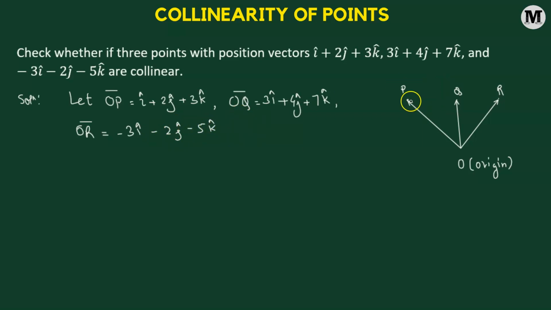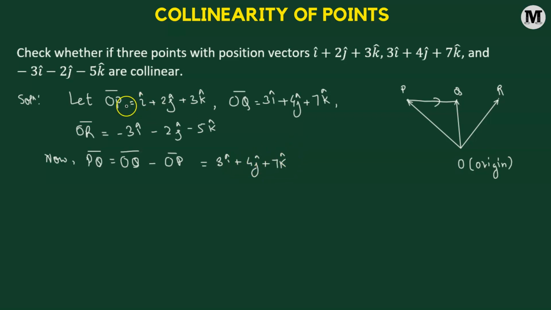Now what we'll do, we will join point P and Q with the help of a vector going from P to Q. And let's try to find out the vector PQ. So vector PQ is simply defined by taking the position vector of the endpoint, which is Q, and from it subtract the position vector of the initial point, so that's P. That means OQ vector minus OP vector is given by the vector PQ. So what is OQ vector here? OQ vector is 3 I cap plus 4 J cap plus 7 K cap.